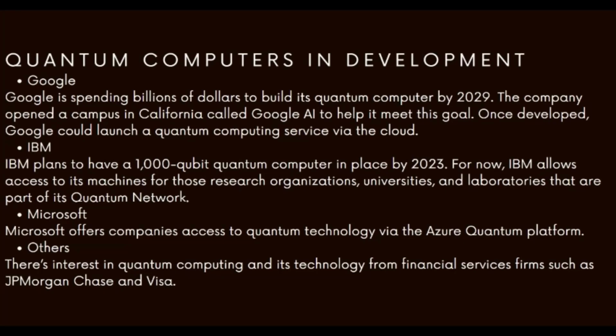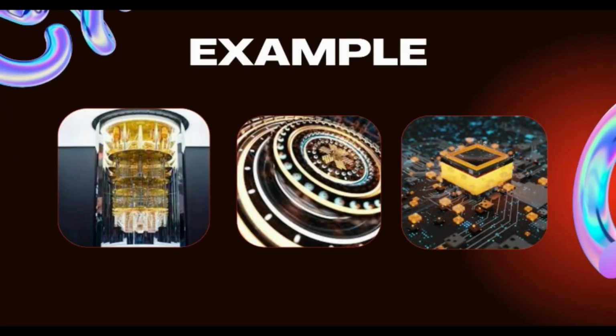IBM. IBM plans to have a 1000 qubit quantum computer in place by 2023. For now, IBM allows access to its machine for those research organizations, universities, and laboratories that are part of its quantum network. Microsoft. Microsoft offers companies access to quantum technology via the Azure Quantum Platform. Others. There's interest in quantum computing and its technology from financial services firms such as JP Morgan Chase and Visa.